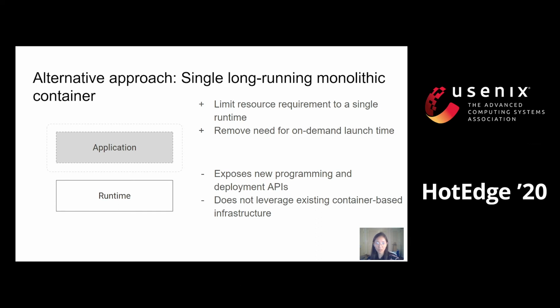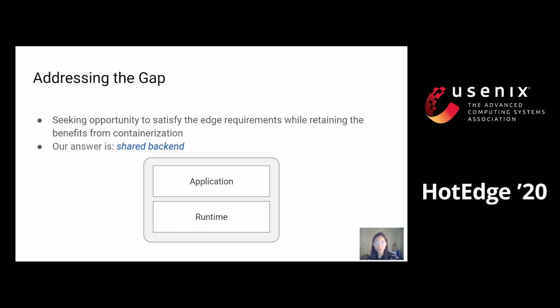this incurs other problems. Developers need to adapt to a new interface to package and deploy applications, and also, this naive solution does not leverage existing container-based infrastructure. And we don't want to lose the benefit from the containerization. This naive solution without containerization is not really a solution. We are seeking opportunities somewhere between no-container solutions and monolithic containers.